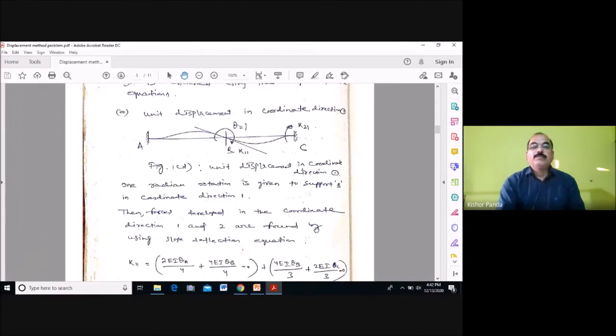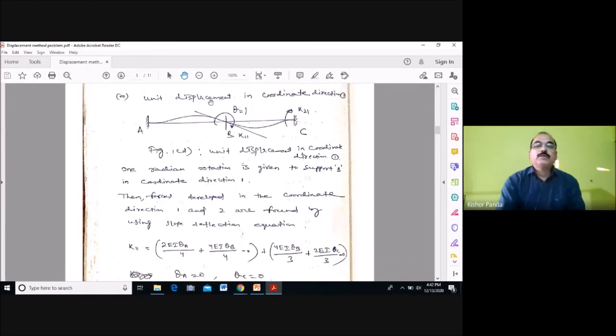K1 and K2 are found by using the slope deflection equation. You have to find this force using the slope deflection equation. When you are considering this side, you have to find K11. So you have to find it from this span and from this span.